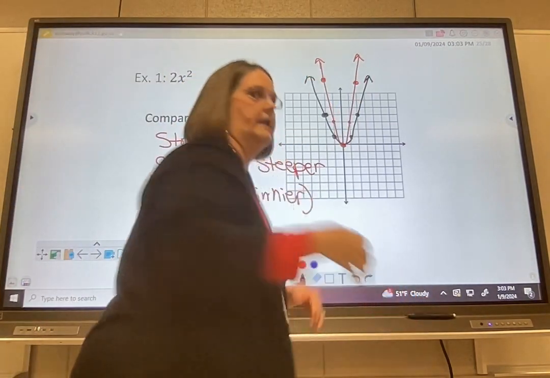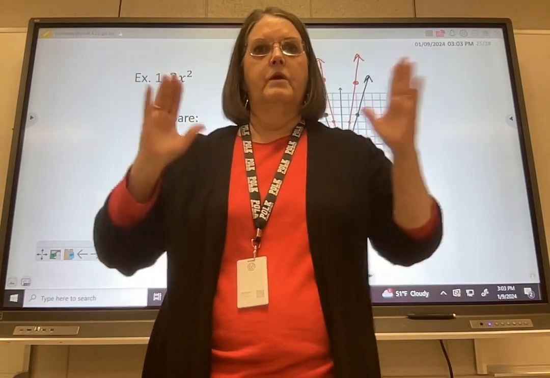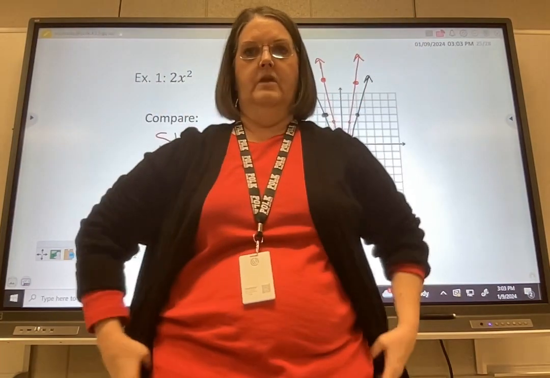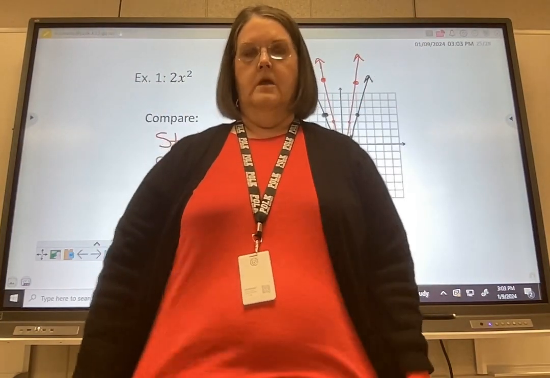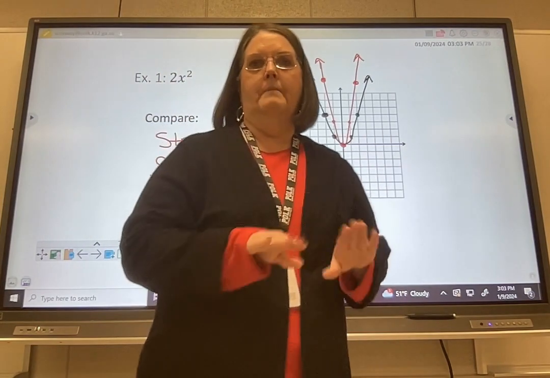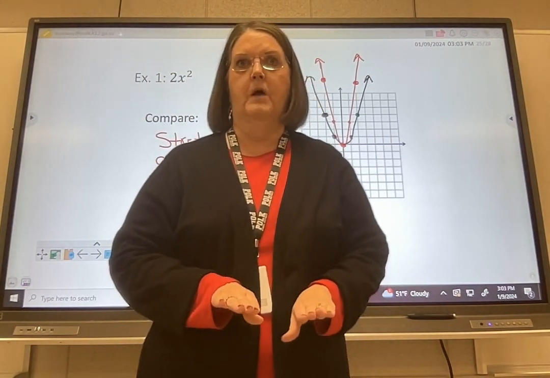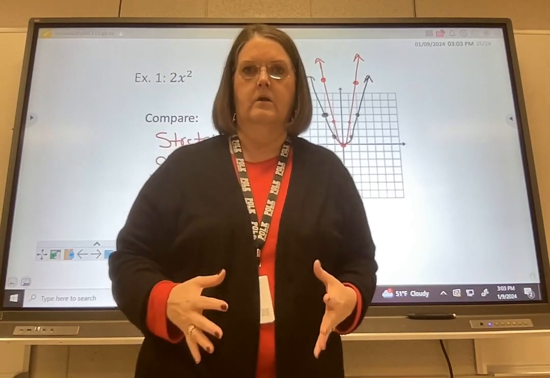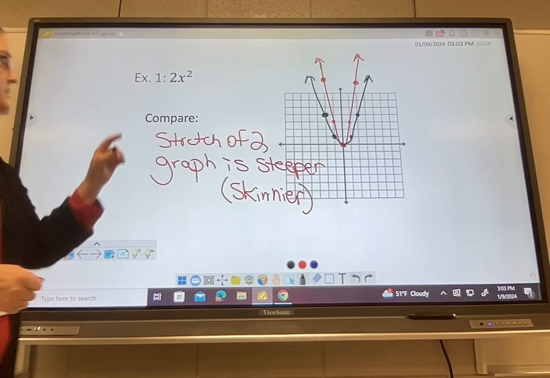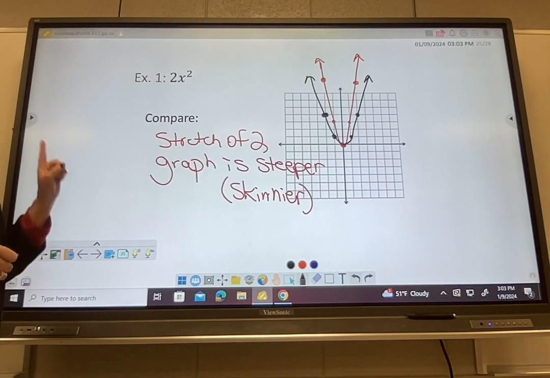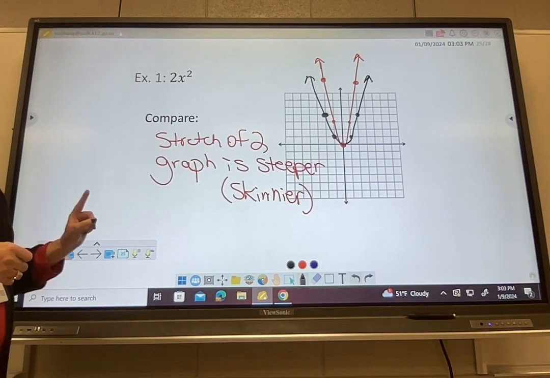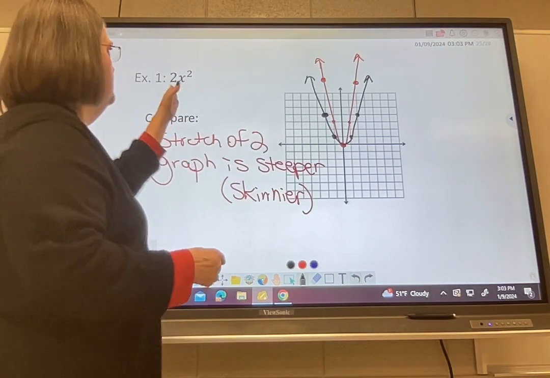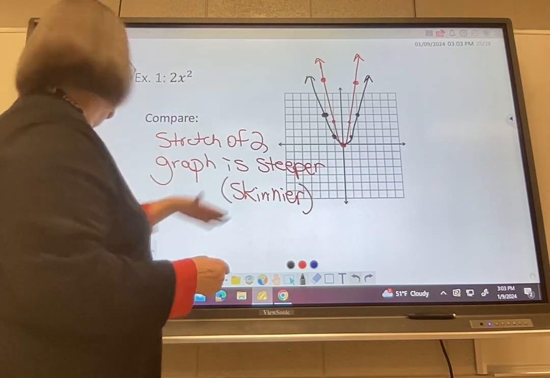Just like your body. If we were to stretch our body, and I made myself twice as tall as I am now, I would become skinnier. If I compress my body and multiply by a number smaller, and I do half my body, then I become fatter and wider. Same sort of thing with this. This is a stretch of 2. And notice where it's at. It's in front of the variable. So it's not on the end like yesterday where we were adding and subtracting. It's in the front and it's a multiplier. So it's a skinnier graph.